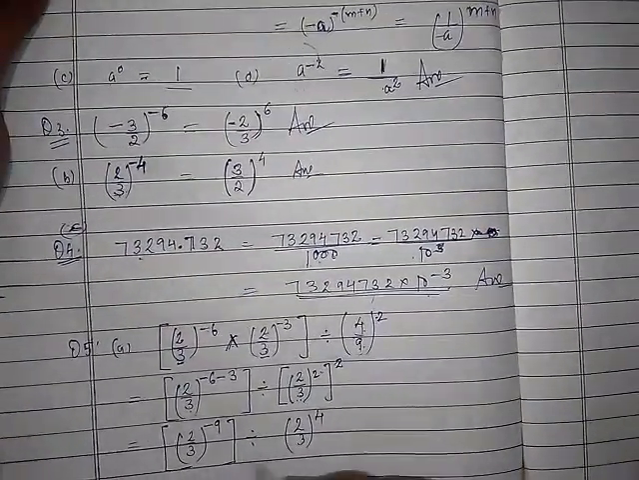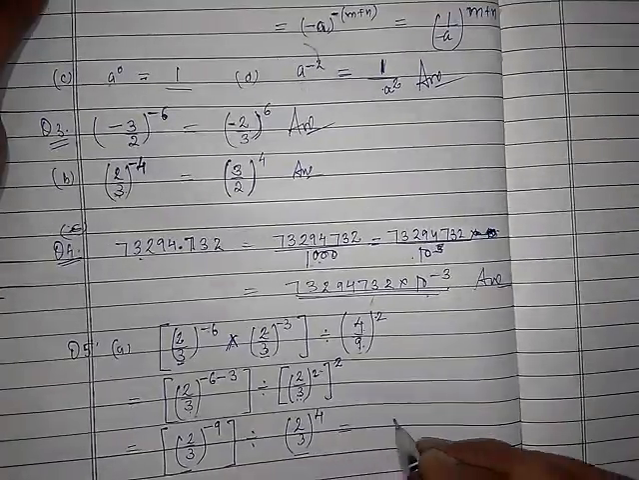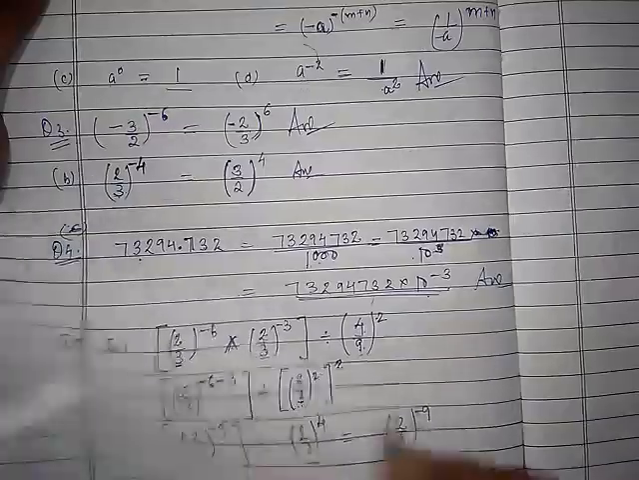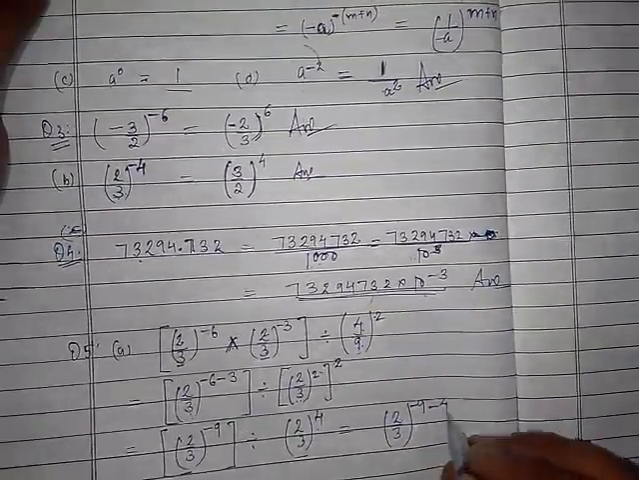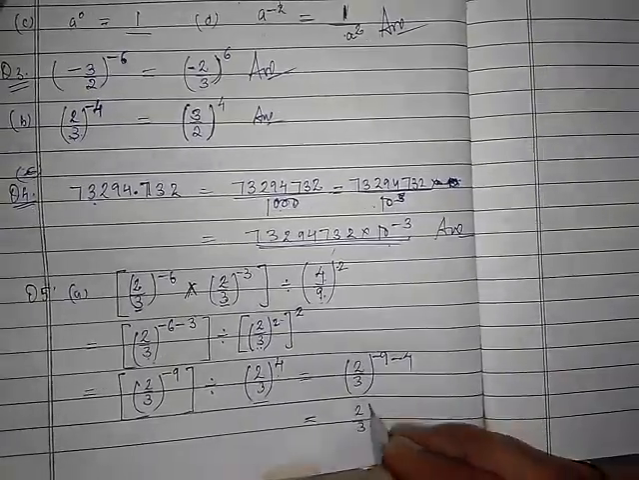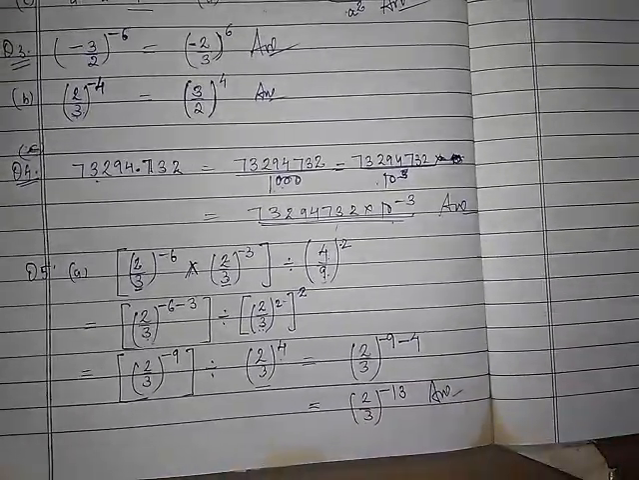Now you see here bases are same, they are in division. So it means power will be subtracted. First power is minus 9 minus second power is 4. So what will be your final answer? (2/3) whole raised to the power minus 13. So this will be your answer.